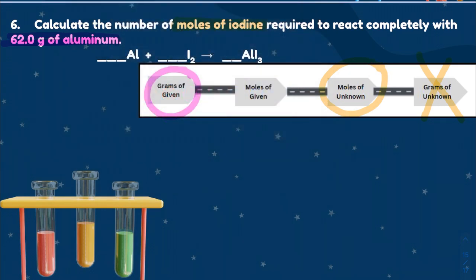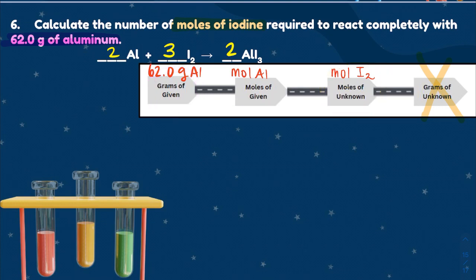So what was my given? My given was 62 grams of aluminum. I'm going to convert to moles of given, that's moles of aluminum. And then I'm going to convert to moles of my unknown. It says moles of iodine, that's moles of I2. All right, let's balance our equation before we move on. I see that iodine has the 3-2 split. So I put a 3 in front of iodine and a 2 in front of AlI3. That makes 6 iodines on both sides. And then I need 2 aluminums on the reactant side. So there is my balanced chemical equation.